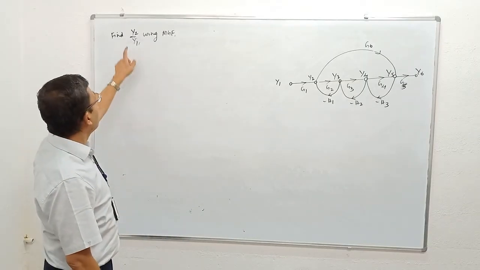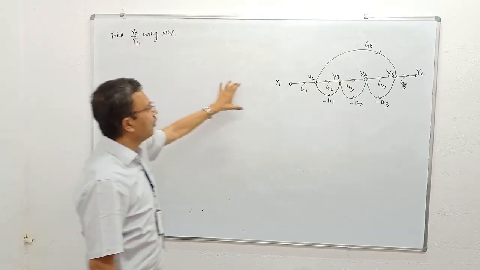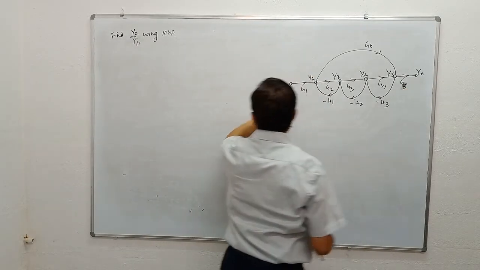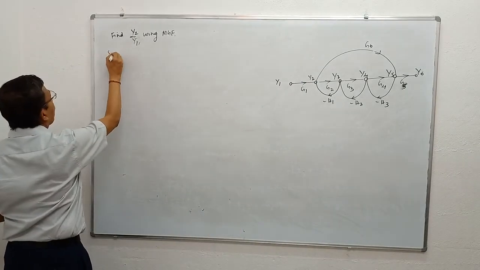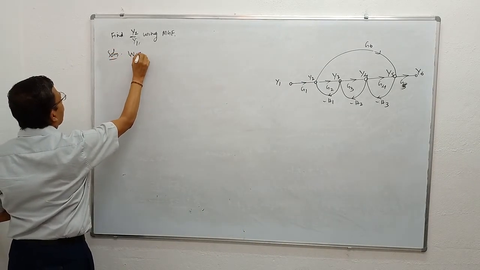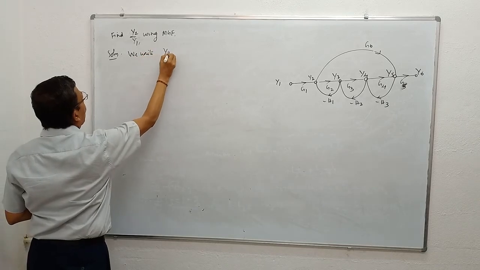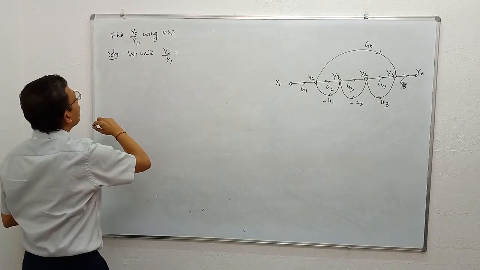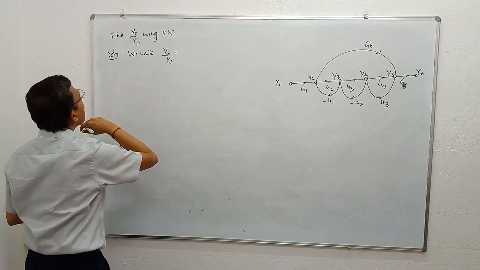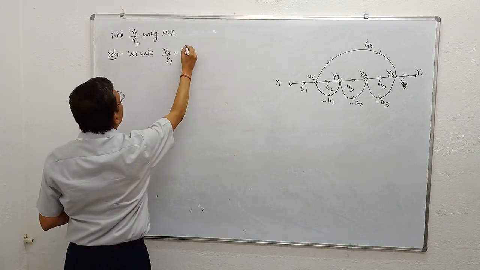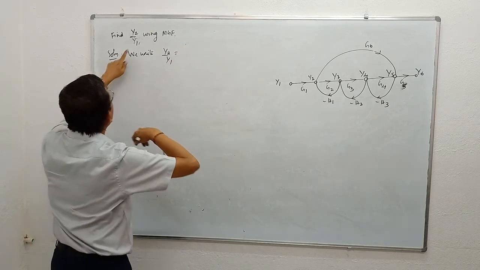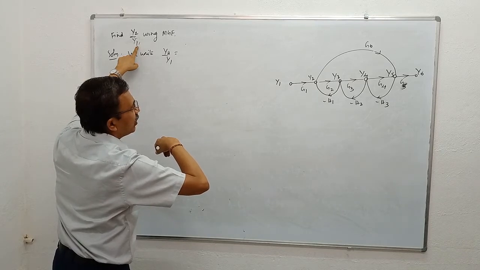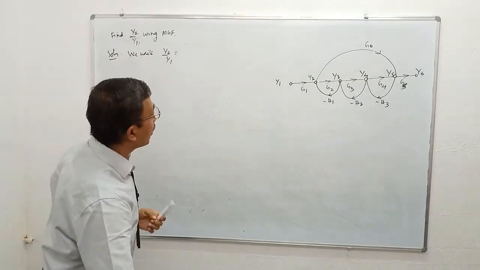This is the problem. Find y2 by y1 using Mason's gain formula. Input is y1, output is y2. So we write the solution, y2 by y1 using Mason's gain formula.